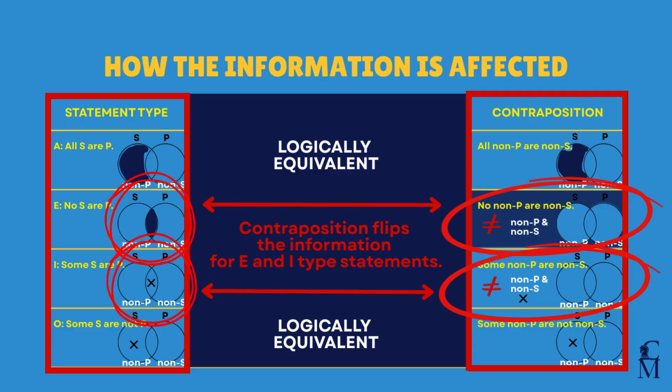So, although with an E type statement, the area that is shaded is in the overlap where things are both S and P, in other words, things do not exist in this overlapping space between things that are S and things that are P, the resulting contrapositive of an E-type statement conveys the information that what does not exist are things that are both non-S and non-P. And although with an I-type statement, there is an X in the overlapping space, conveying that at least one thing exists that is both an S and a P, in the resulting contrapositive, the statement conveys that there is at least one thing that exists that is both a non-S and a non-P.